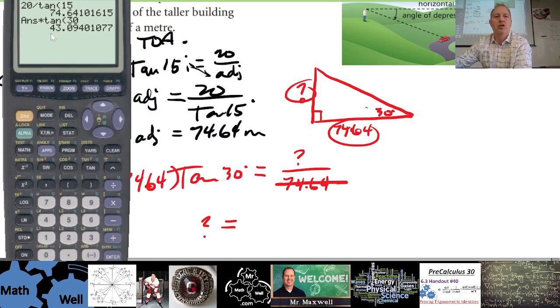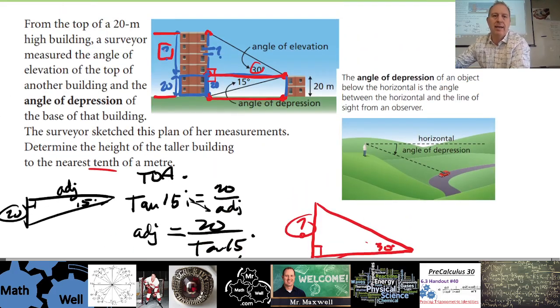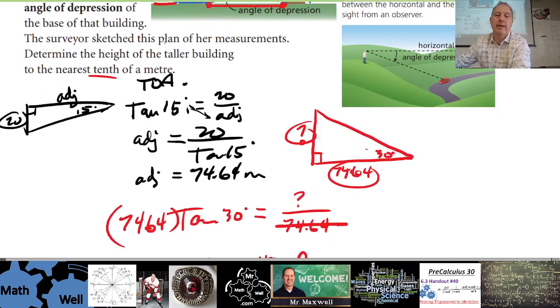Okay. So 43.09. We're looking for the nearest tenth of a meter. So guess what? I now have the second piece here. So the tall building is 20. That's the height of this building that we know is horizontally straight across. And then this piece is now the 43 one, right?